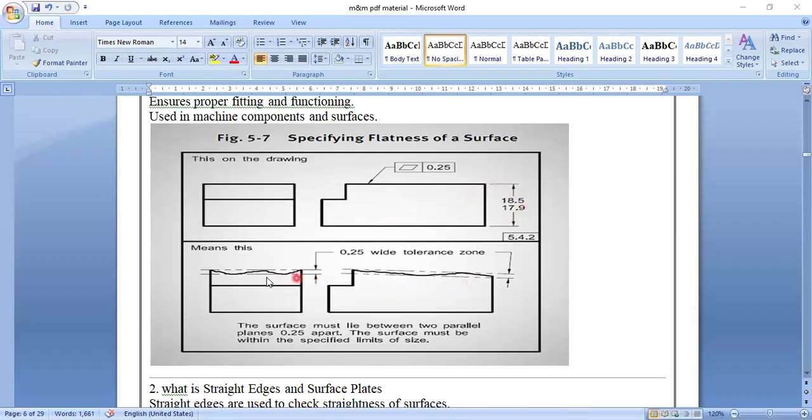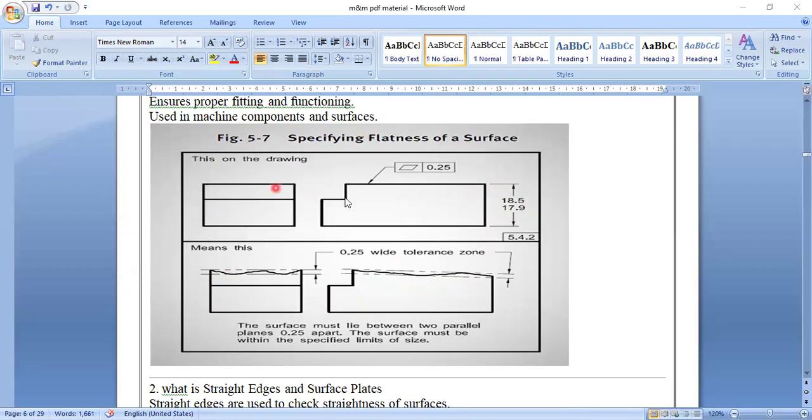So here also you can see this roughness. You can see this is 0.25 tolerance given here. So if you see it in the microscope, some ups and downs are available in this rectangle figure. But here you can see it is very flat.